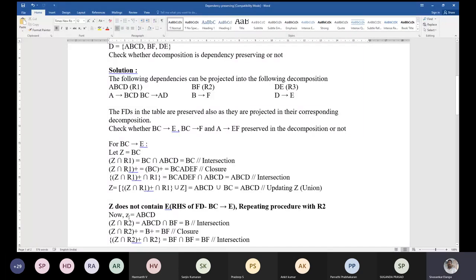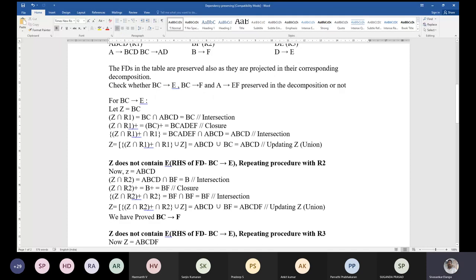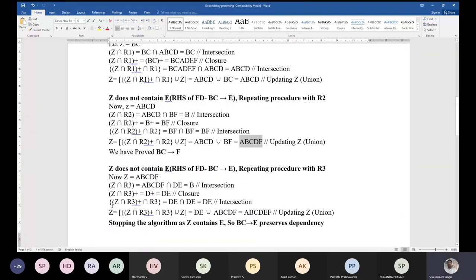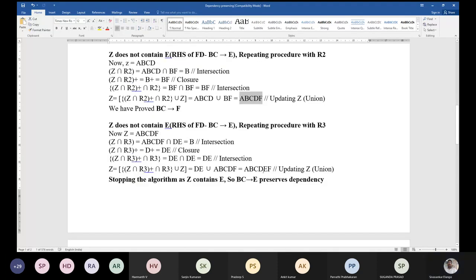Z intersection R2, Z intersection R2 closure, Z intersection R2 closure intersection R2, Z intersection R2 closure intersection R2 union Z, and so on. So here in the value of Z you have B, C, D, F. So it means that BC determines F can be proved, right? Similarly, we continue with the third relation, and you can prove BC determines C is also proved, right?